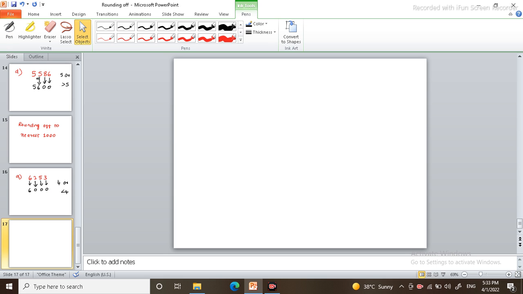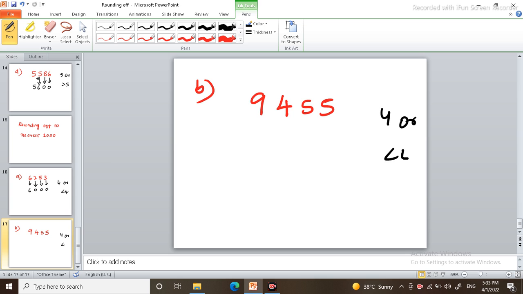Next we'll see B. What example can we take? Any example, only it should have some values. See, here in the hundreds place it is 4. I told you, 4 or less than 4. So keep zeros in the tens and ones also, and the value at the thousands place will be as it is. So for 9455, the value will be 9000.